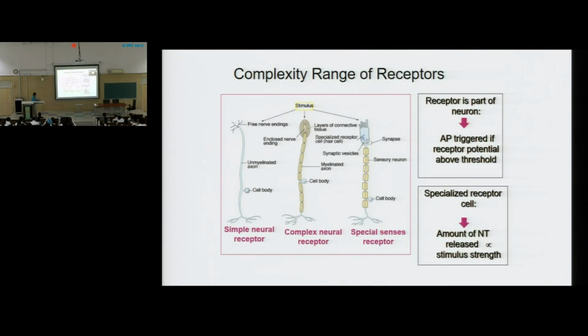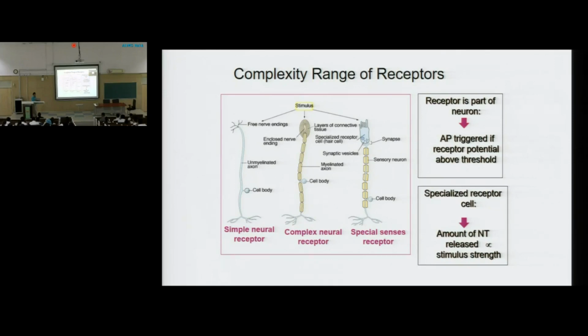In the second case, for example in the special senses, such as the auditory system, the hair cells act like receptors. These specialized receptor cells release a chemical neurotransmitter, and the amount of neurotransmitter released is directly proportional to the strength of the stimulus. The more the strength of the stimulus, the more neurotransmitter gets released, and it will cause stimulation of the neuron.